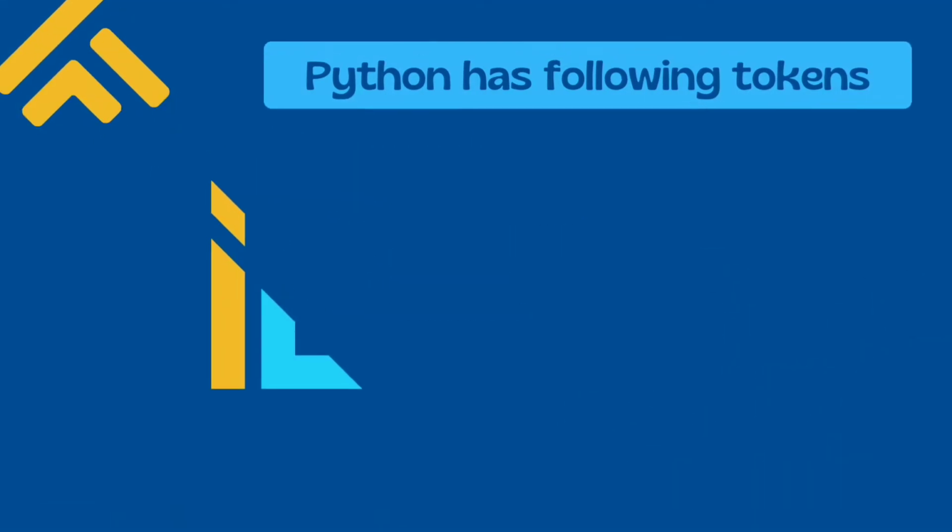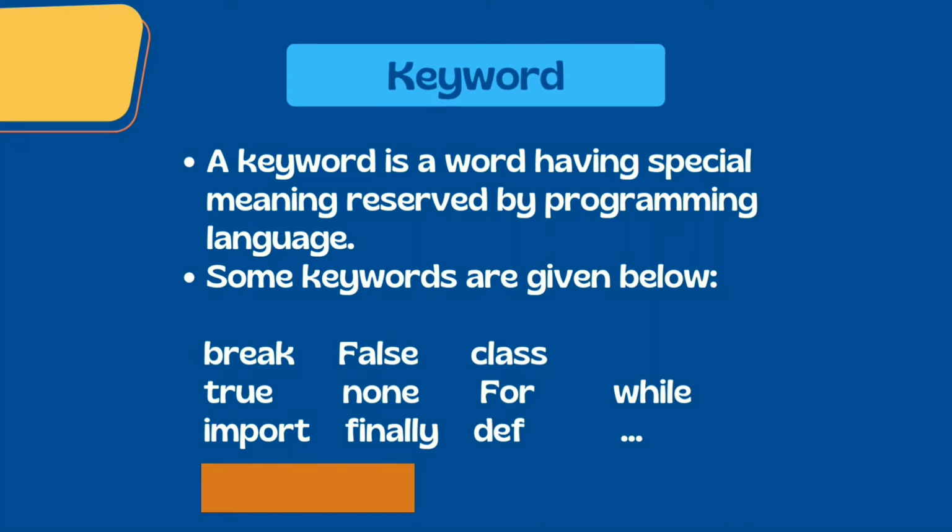Let's see what are these keywords. See, keywords are generally the reserved words. You know that the Python programming language has some reserved words in itself. Those words are known as keywords. They convey a special meaning to the language compiler or interpreter. Okay, so these are reserved for special purpose and must not be used as normal identifier names. For example, I let you know some keywords such as break, false, class, true, none, for, while, import, finally, def, etc.